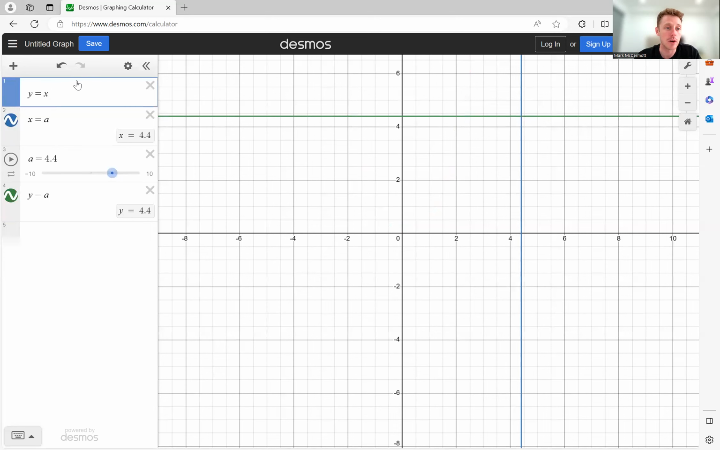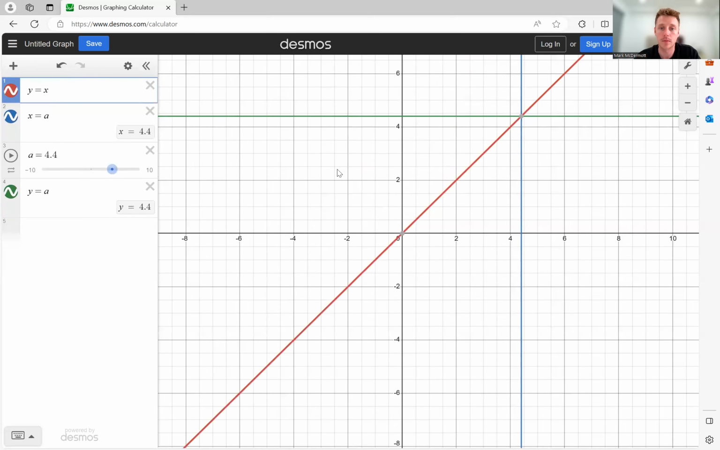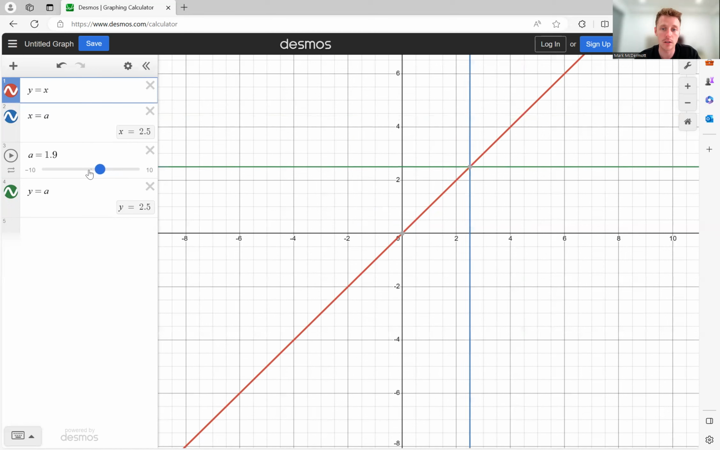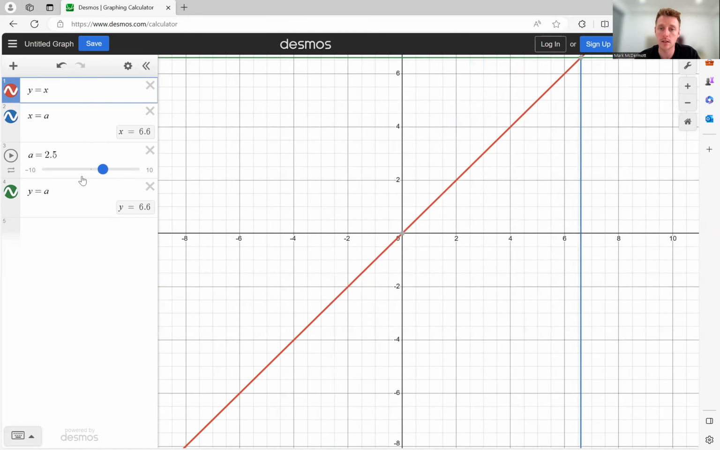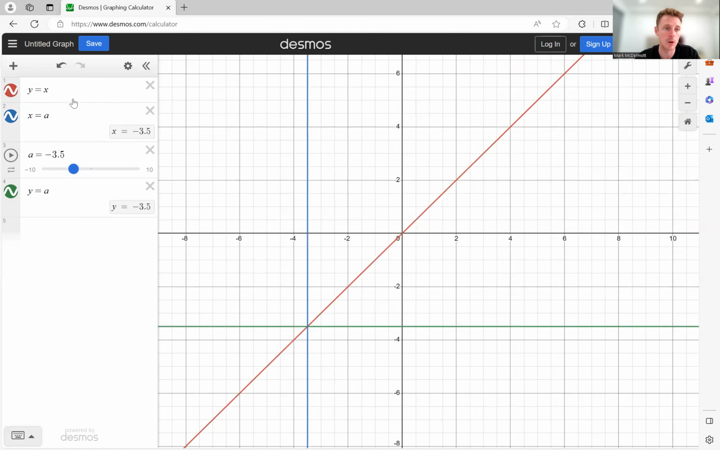If we take it back to y equals x, we can see that the horizontal line is only going to pass the line y equals x once. So the line y equals x must be a function because it passes the vertical line test, but it also must be a one-to-one function because it passes the horizontal line test.